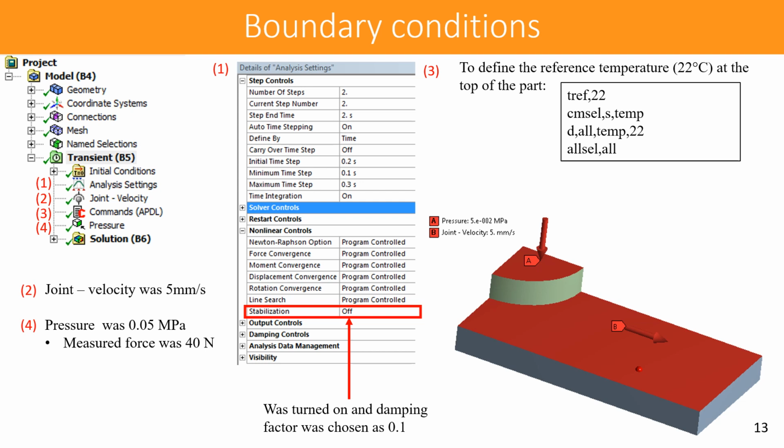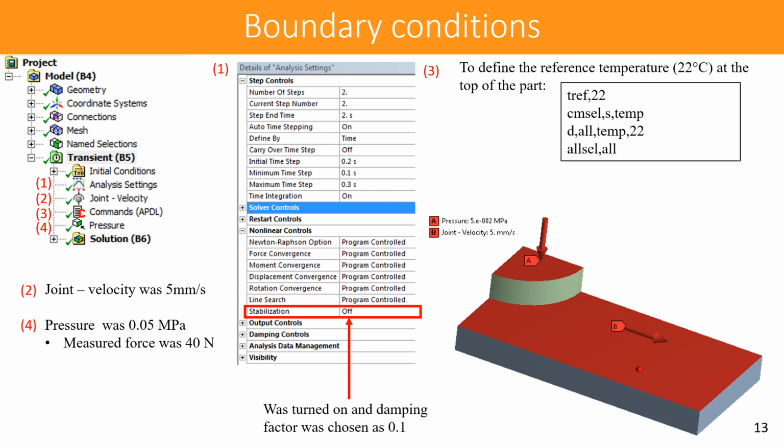I turned on the stabilization of this nonlinear control, just to make sure the damping factor is chosen as 0.1, since it's a frictional analysis. And then secondly, in the joint velocity, as I said in the previous slide, I have to put the velocity of this tip to move over the substrate material. So I choose the velocity is 5 millimeter per second, and then I choose the pressure on the top of this horn is 0.05 megapascal.